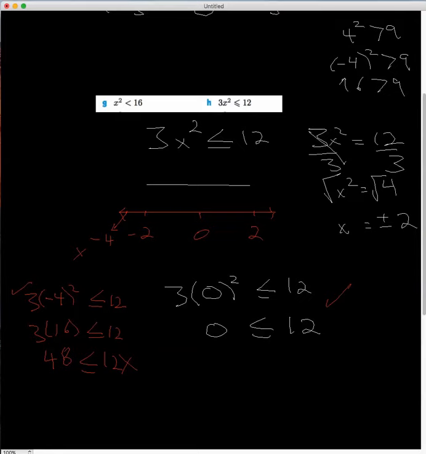So all we need to do as our last and final step is draw our dots. Now notice that there's an equal sign here. It's less than or equal to. So I fill this bit in, I fill this bit in, and we're done for this question.